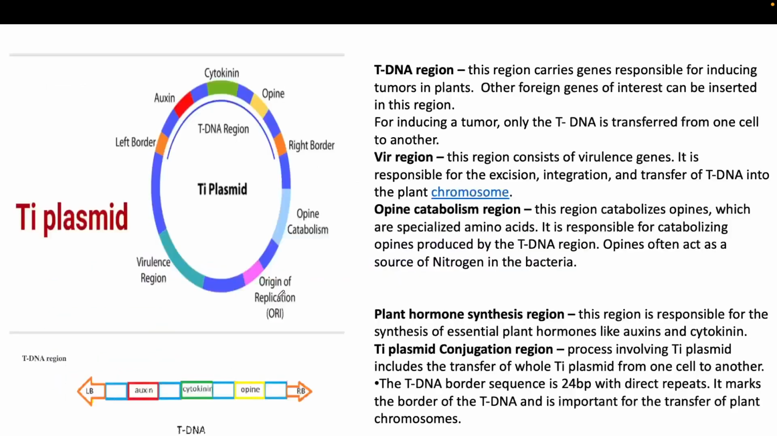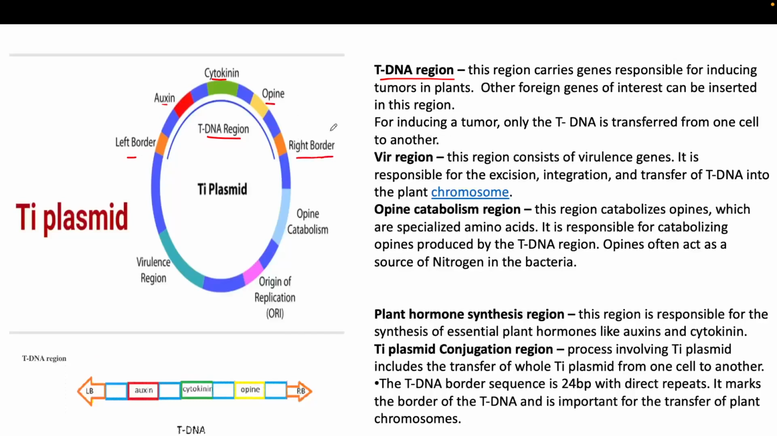This is the structure of the Ti plasmid. There are three major regions. One is the T-DNA region. Here you can see the T-DNA region. In the T-DNA region, there is a left border sequence, an auxin gene, a cytokinin gene, and an opine gene, and after that there is a right border sequence.